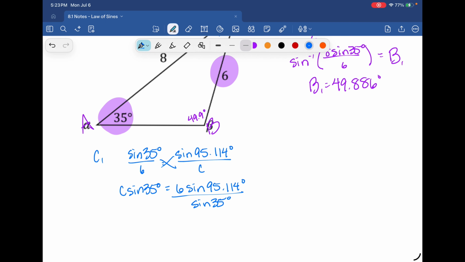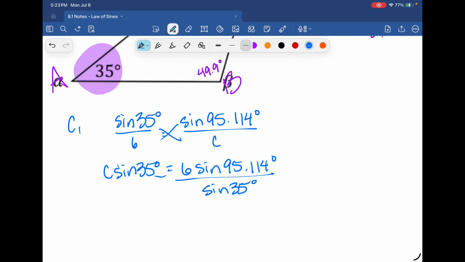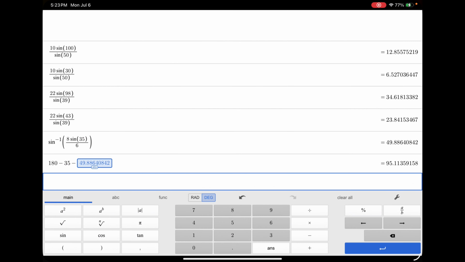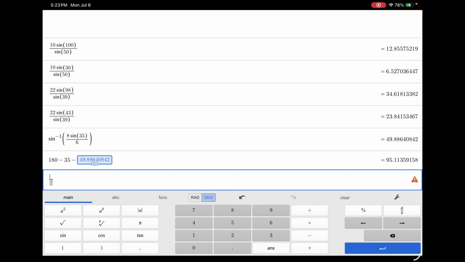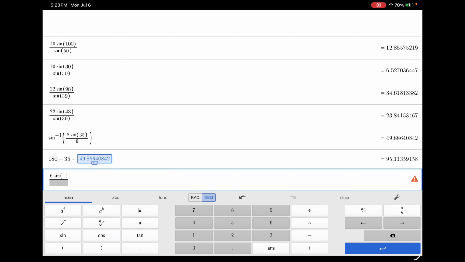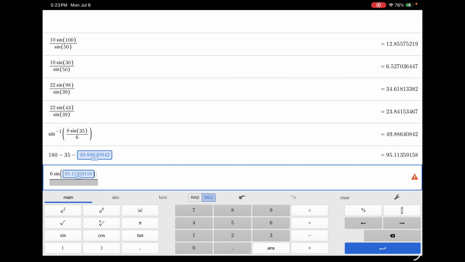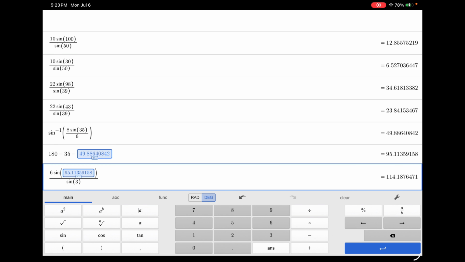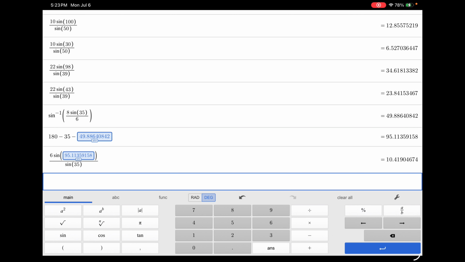Calculator. Let's see. 6 sine. No, I'm using the 95 that I just got. So I'm going to hit answer here. And then over sine 35. 10.419.